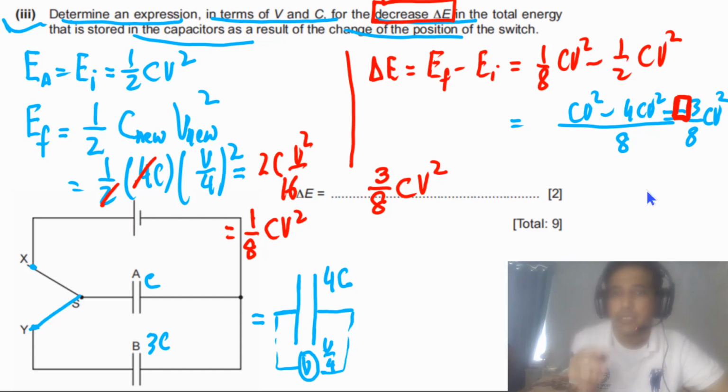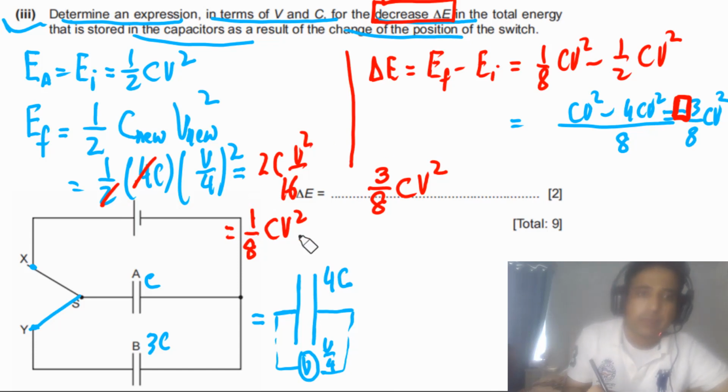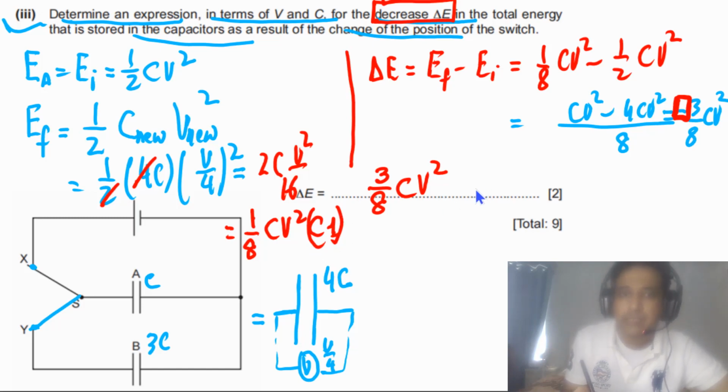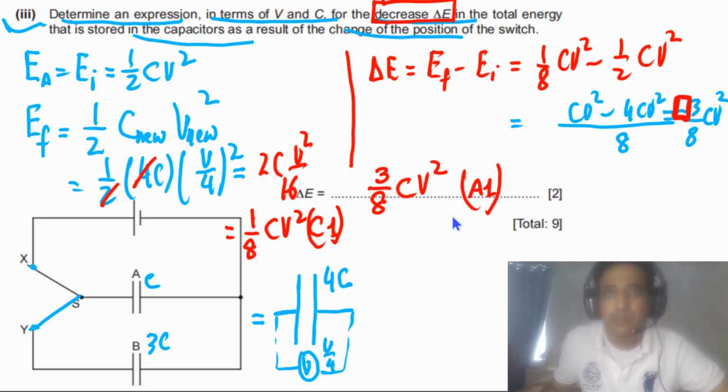Very nice question. I have discussed some important points, so you need to understand these points. This question has 2 marks. The first mark you will get if you have got the value of the final energy. You will get 1 C mark, and the second mark is the answer mark. If you have got the right answer, you will get 2 marks for this question.